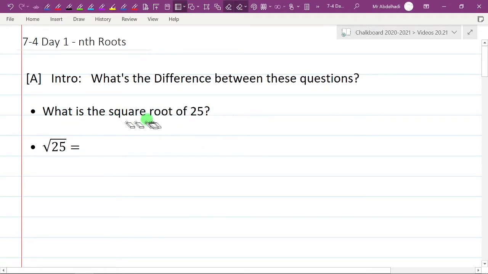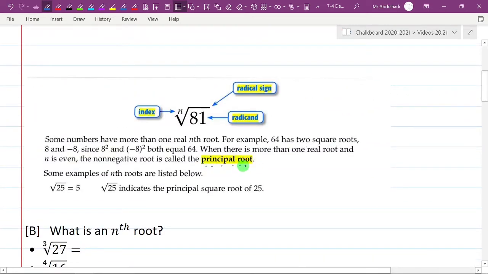What is the square root of 25? The square root of a number is the number you would square to get that number. So what would you square to get 25? Well, you could square 5, and you could also square negative 5. So yeah, you could say this one is plus or minus 5. However, this symbol here is not asking you for the square root of 25. It's asking you for what's called the principal root of 25. The principal root of a number is not the square root of a number, it's the positive square root of a number.